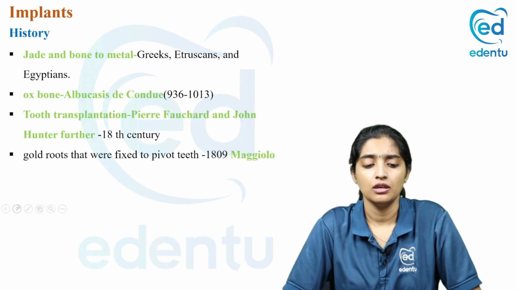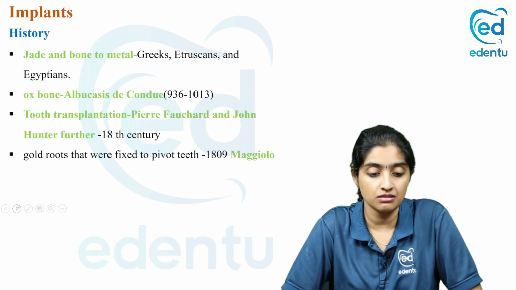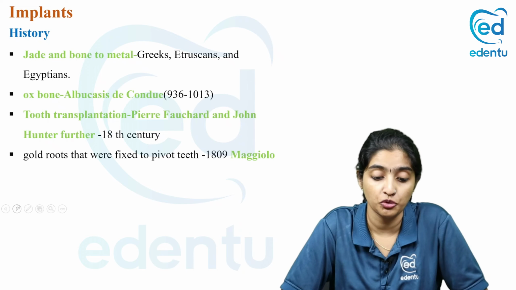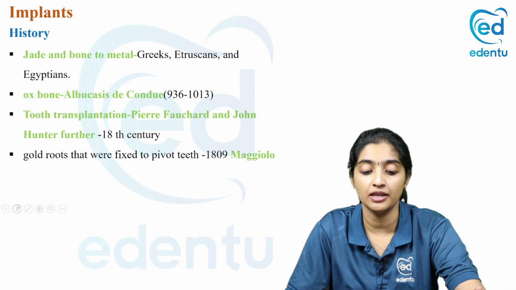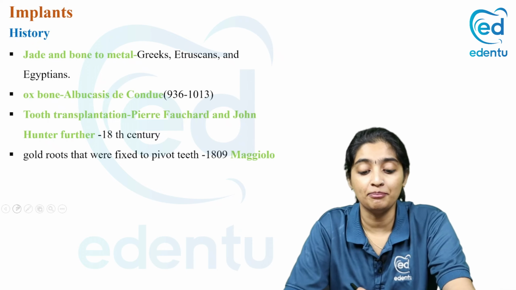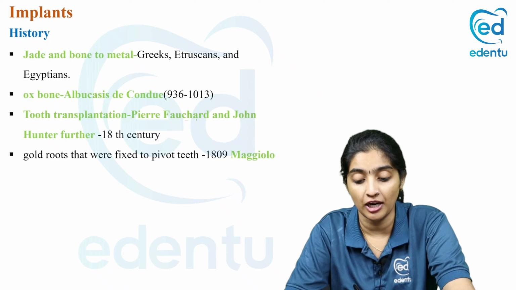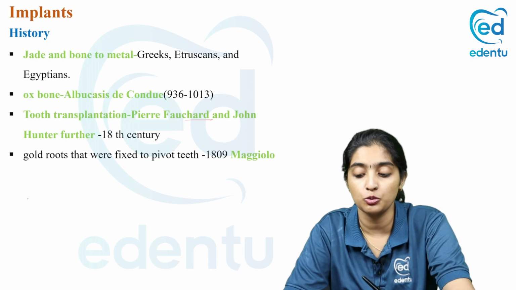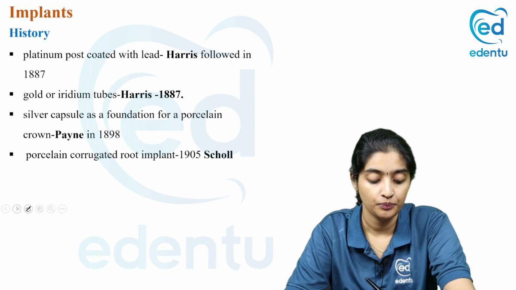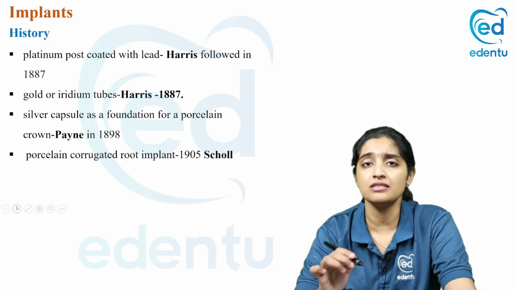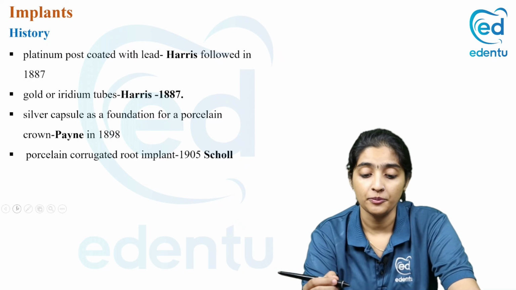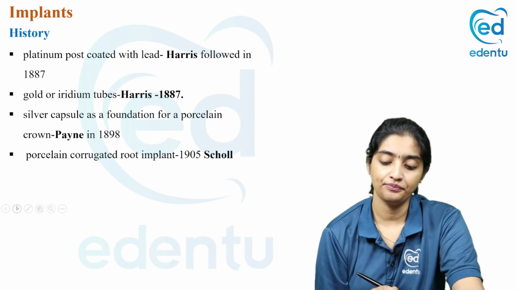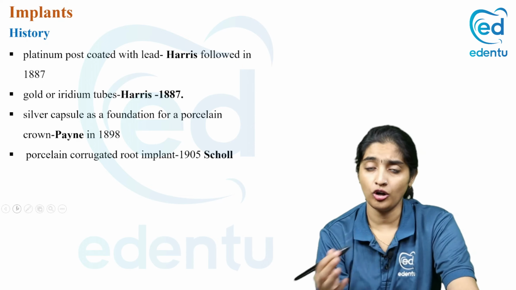Short history. Greeks and Egyptians were the first ones to use implants, in the form of jade and bone to metal. Ox bone was used in Albuquerque. Tooth implant transplantation was done by Pierre Fauchard and John Hunter, and gold roots were fixed to pivot teeth by Maggiolo. Harris did platinum post and also gold and iridium tubes. So there was a long list of history.